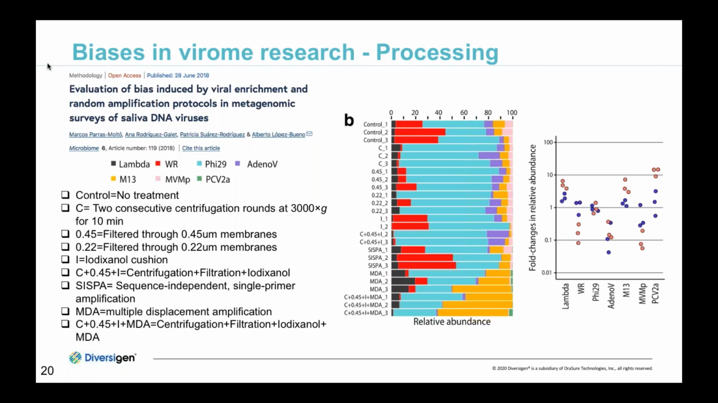When zooming into each virus in the mock community, there is, as expected, between 0.1 to 10-fold increase in the relative abundance when using either MDA or the SISPA methods. The take-home message is that there is no perfect method for the purification and isolation of viruses. Therefore, each scientist will have to evaluate the most suitable method for their study, preferentially using reference materials such as mock communities.